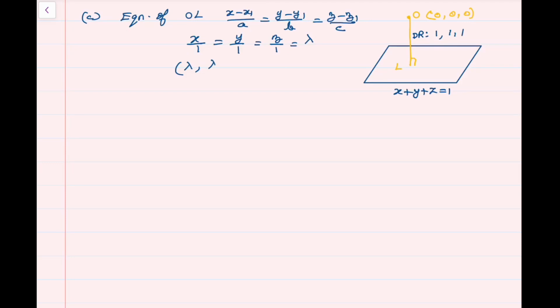Any point on this line will be of the form lambda, lambda, lambda. L also lies on this line. Now, to find lambda, we know that L lies on the plane. Therefore, we will substitute L point in the plane equation.